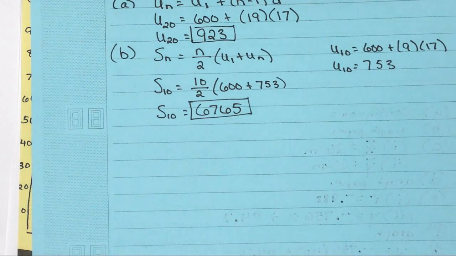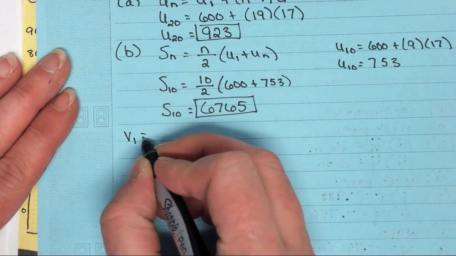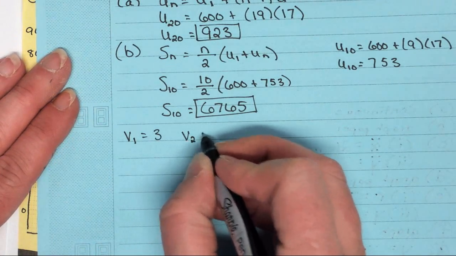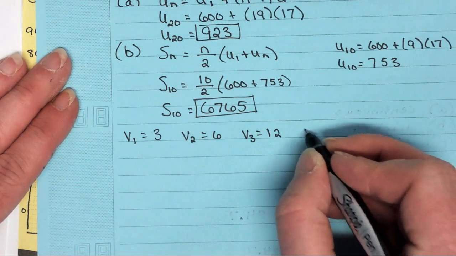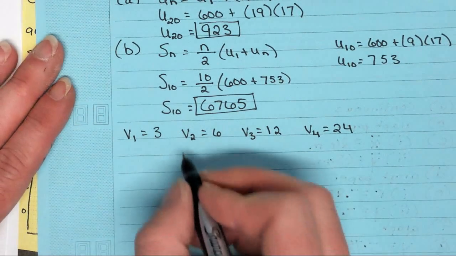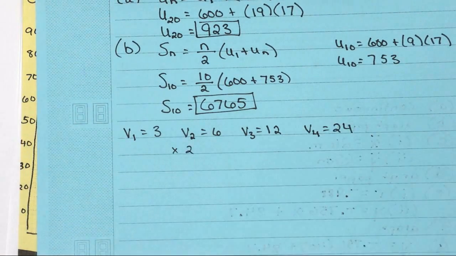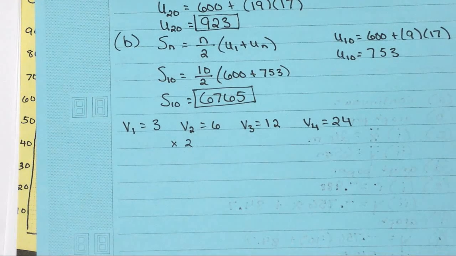Now consider the next sequence. The next sequence is v sub 1 is 3, v sub 2 is 6, v sub 3 is 12. What's the pattern on this one? Times 2. So you can even write times 2. Okay, so find the exact value of v sub 10.